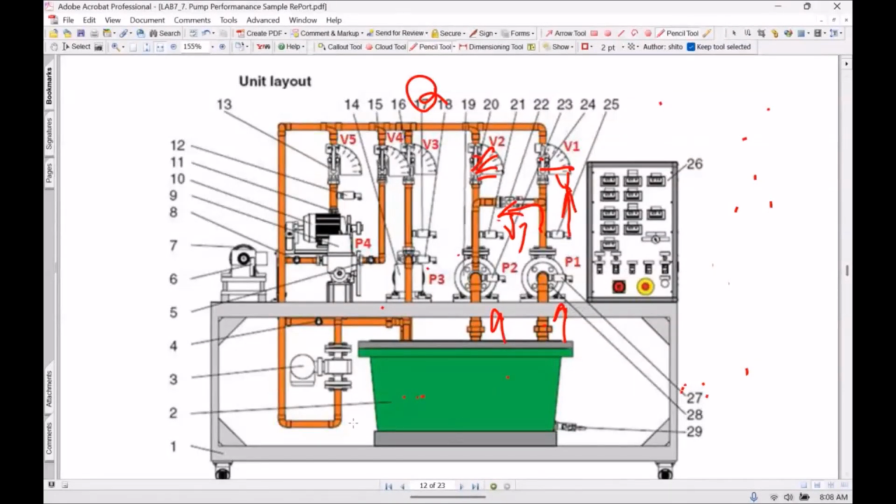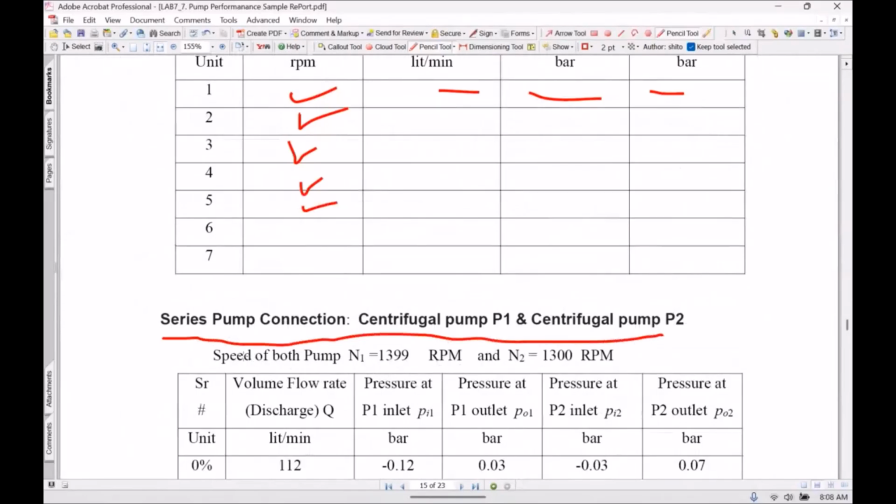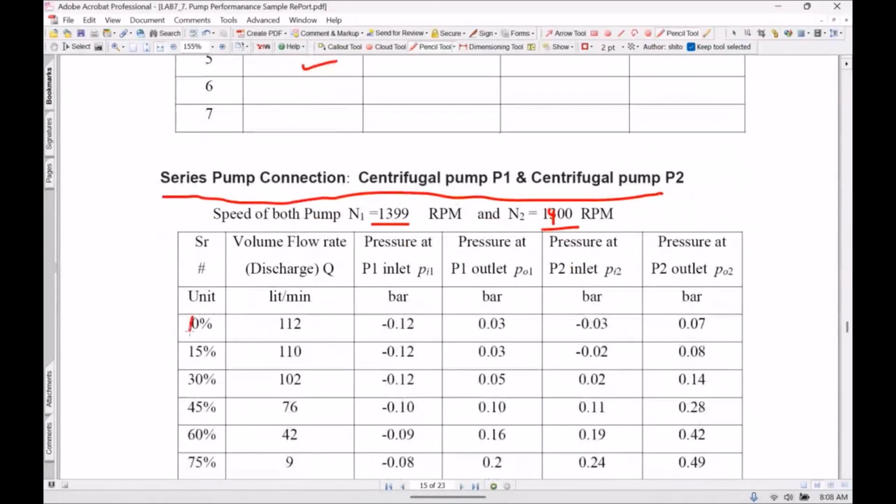So record these readings in the series and parallel connection. Series pump connection, pumps P1 and P2. We are going to maintain the speed constant at 1400 RPM. Record the readings by changing the valve position to 0, 15, 30, 40. Then we can record the volume for it. Pressures: inlet pressure for pump 1, outlet pressure for pump 1, inlet pressure for pump 2, outlet pressure for pump 2.